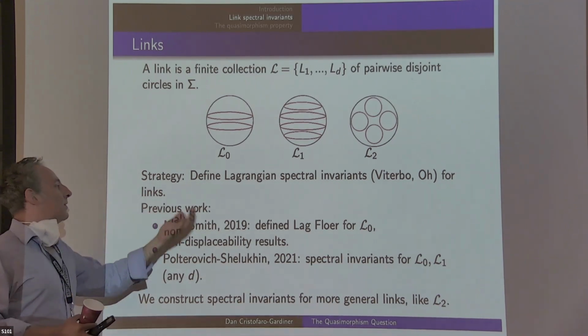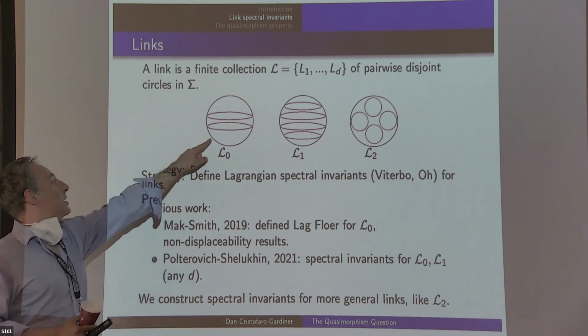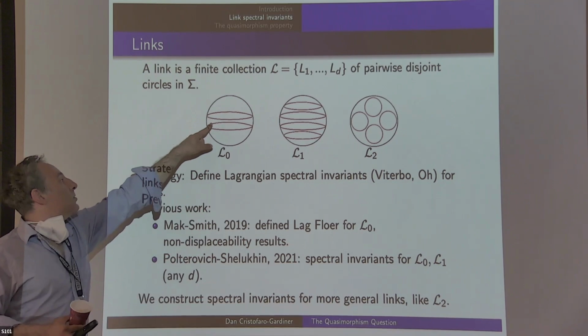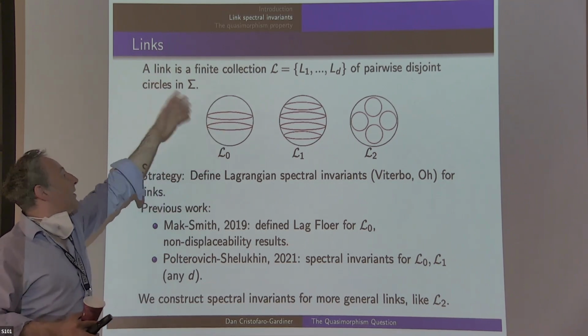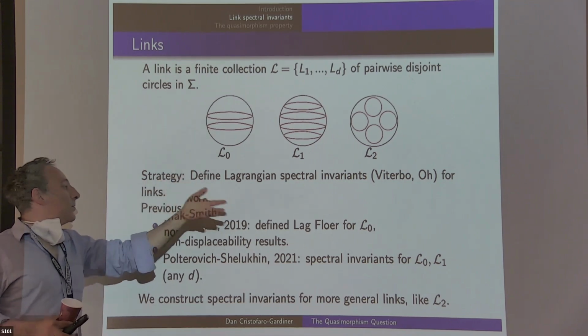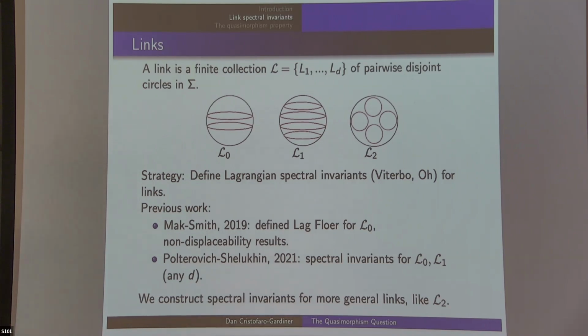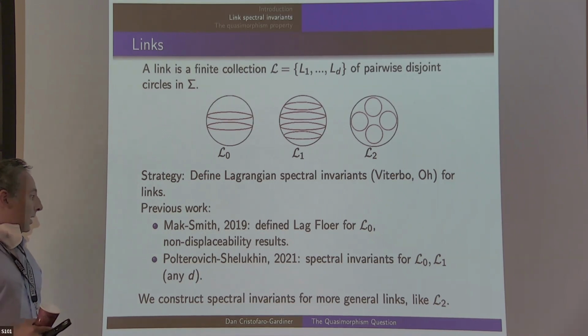Okay, so we want to use this Lagrangian spectral invariant construction, but the challenge is that for these links, each component individually is a displaceable Lagrangian. Normally the Lagrangian spectral invariant construction requires non-vanishing Floer homology. So that's the challenge. There's some previous work that's certainly very relevant to what we do here.